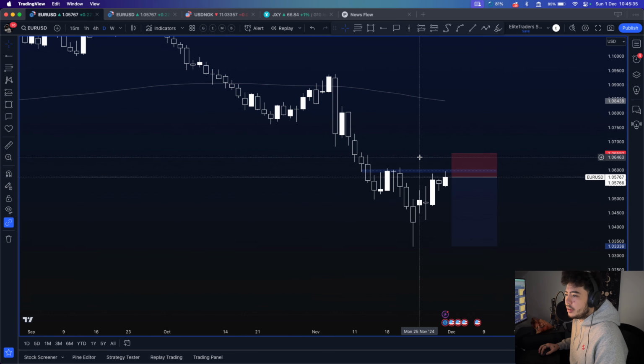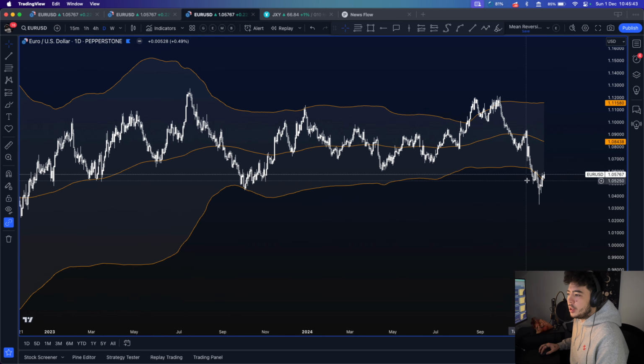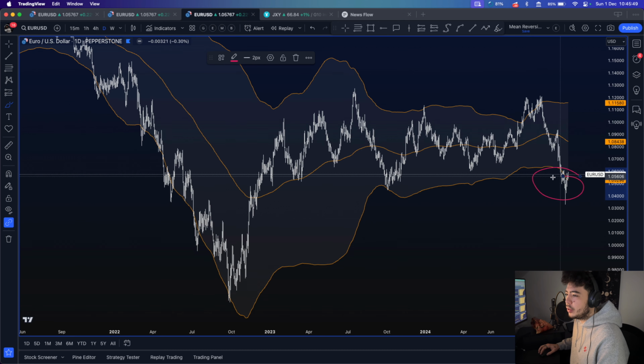But if we look on what's going on, really, let's actually go onto our Bollinger Bands here. So if we look, we've broken below. Now, I showed you already on the dollar NOK, but we can expect a potential pullback here. So we've broken below.